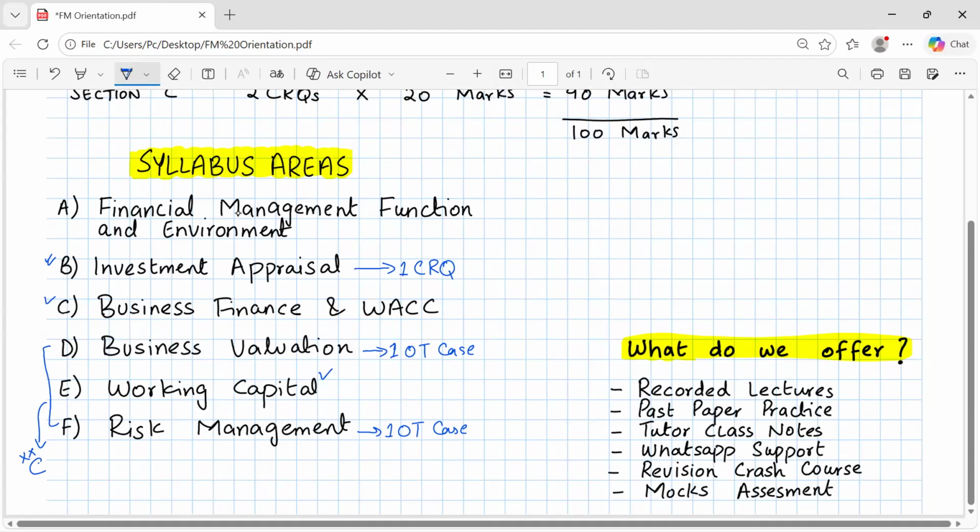Then finally, mocks. There will be exam style mocks that you will attempt. You can access the mock from your ACCA portal, and once you have done that, the mock will be marked, and then we will have a discussion regarding it.